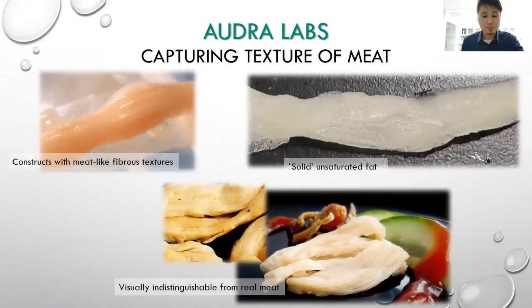Here are some examples of products that we can churn out using our fiber assembling technology. We are able to make constructs with meat-like fibrous textures and also solid fats. And as a result, our products are visually indistinguishable from real meat. And this will definitely help shift the consumer's acceptance to alternative meat.